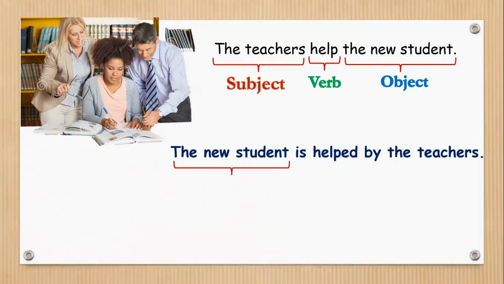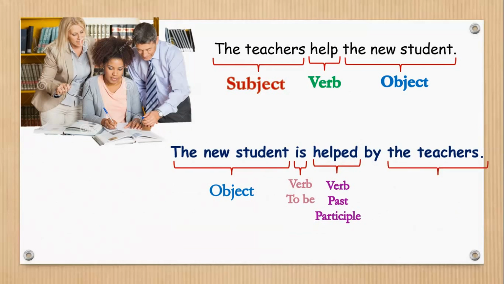We have first the object, then the verb to be, then the verb, but in past participle, by the subject, in this case, the teachers.